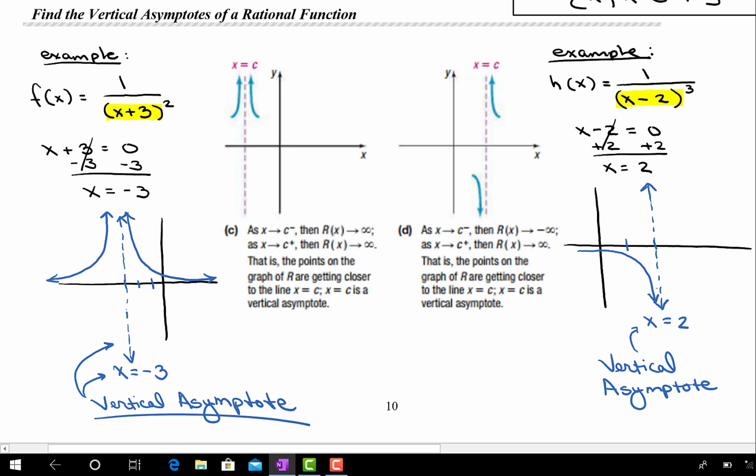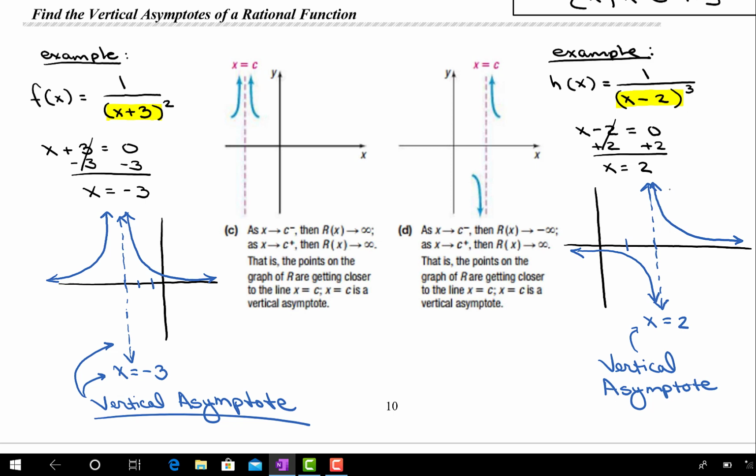It's going to look something like this. On the left-hand side, notice how as we get closer and closer to the vertical asymptote, it's going to go down to -infinity. And on the right-hand side, as we get closer and closer to the vertical asymptote, it's going to go up towards +infinity. Okay, so notice the differences between these two rational functions that we did right here. Okay, they do look a little bit different.